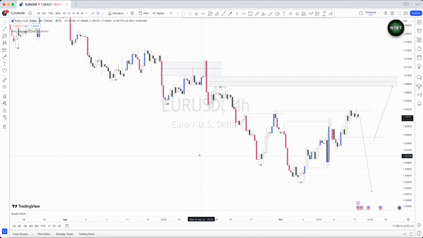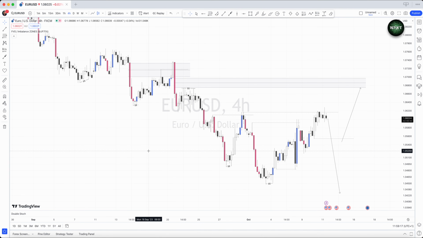So I hope this has helped you to understand the way I look at liquidity in the markets, and perhaps you may be able to use that in your own trading.